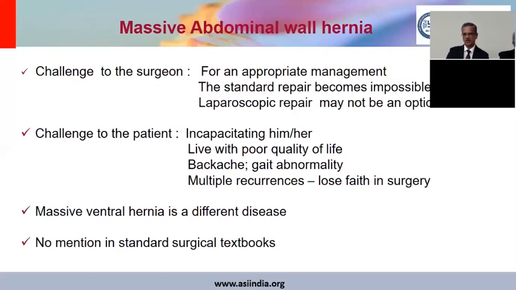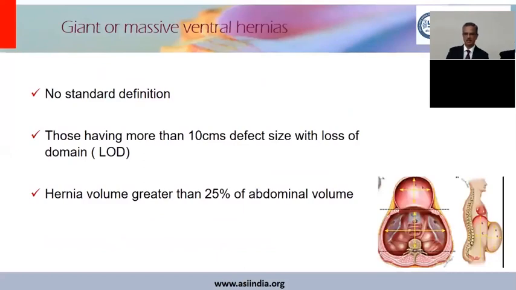They may have to live with poor quality of life. Many of them come with gait abnormalities, backache, and other symptoms. And many times, if they are not managed properly, there are multiple recurrences. They have to live with this, and they lose faith in the surgery and also our patterns. Added to this, if you see many of the standard surgical textbooks, there is not much written about massive abdominal wall hernias, and our postgraduates and younger colleagues are looking up in different areas to look into this problem.